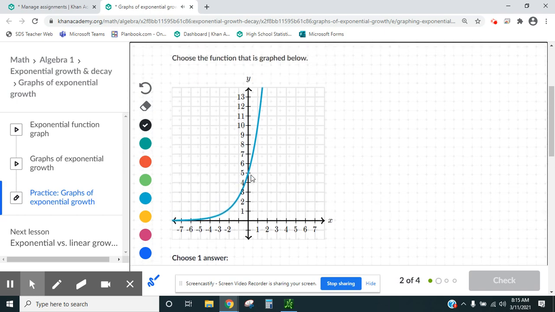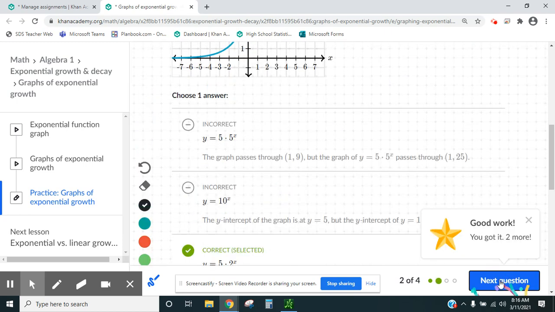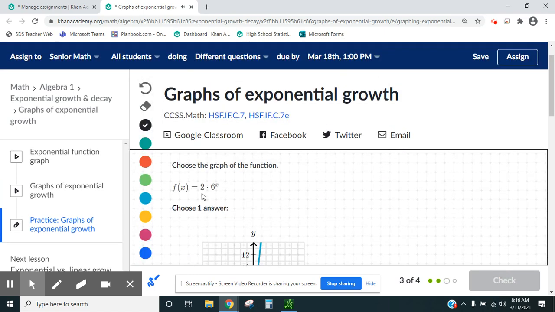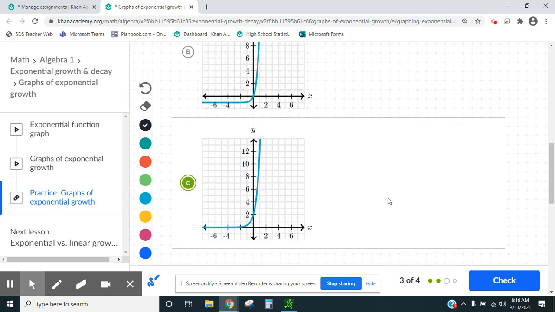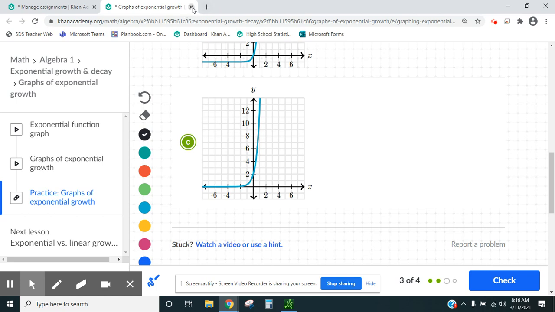Choose one answer. Well, first of all, the starting point is 5. How much is this thing growing? Well, if I go over 1 unit, it goes up to 10, right? So from 5 to 10 means a multiplication of 2. It's the same graph we just had. Yeah? Okay. Let's do one more. Starts at 2. Let's go through. Oh, look, only C is like that. It's not so bad, right?